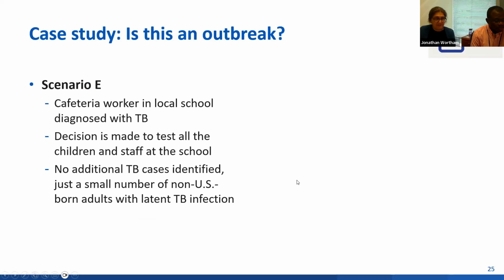And then moving on to another scenario. All right, Jonathan. So scenario E: a cafeteria worker in a local school gets diagnosed with TB. A decision is made to test all the children and the staff at the school. No additional TB cases identified, just a small number of non-US born adults with latent TB infection. What do you think about this one? Susan, I'm hearing a no. No, not an outbreak. Yeah.